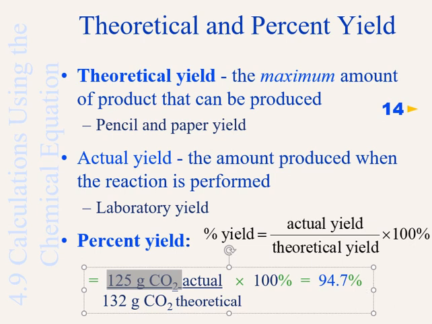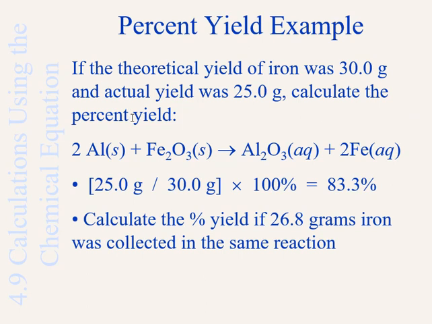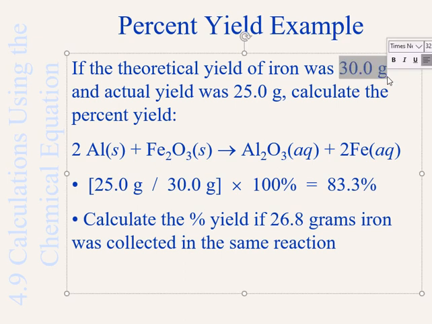Let's look at an example of percent yield calculation. So here is a reaction of aluminum reacting with iron oxide, rust, to produce aluminum oxide and iron. Now if the theoretical yield of iron was 30.0 grams, so here is iron. This reaction is generally carried out to produce iron. If the iron amount that theoretically we could produce was 30.0 grams, and how exactly are we getting this number? Well, maybe we started with certain moles of aluminum and certain moles of iron oxide that would give us 30.0 grams of iron.